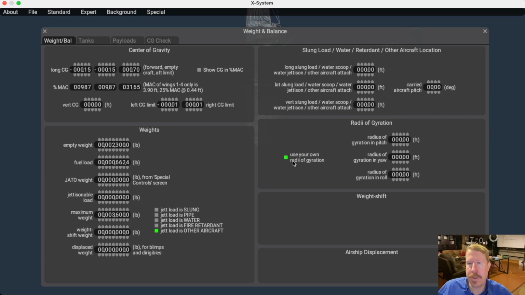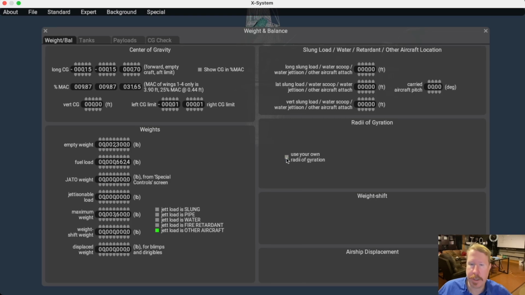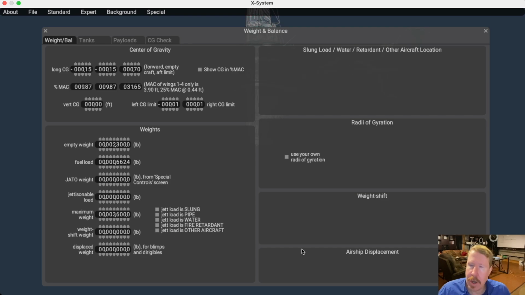And if you don't, no problemo. Don't check this box. I'll figure out the radius of gyration for you in X-Plane by looking at the size of the airplane and where the wing skin is and engines and fuel tanks and even landing gear and all sorts of stuff like that to really get a good radius of gyration estimate for you. So that is the weight and balance screen. Weight and balance tab.